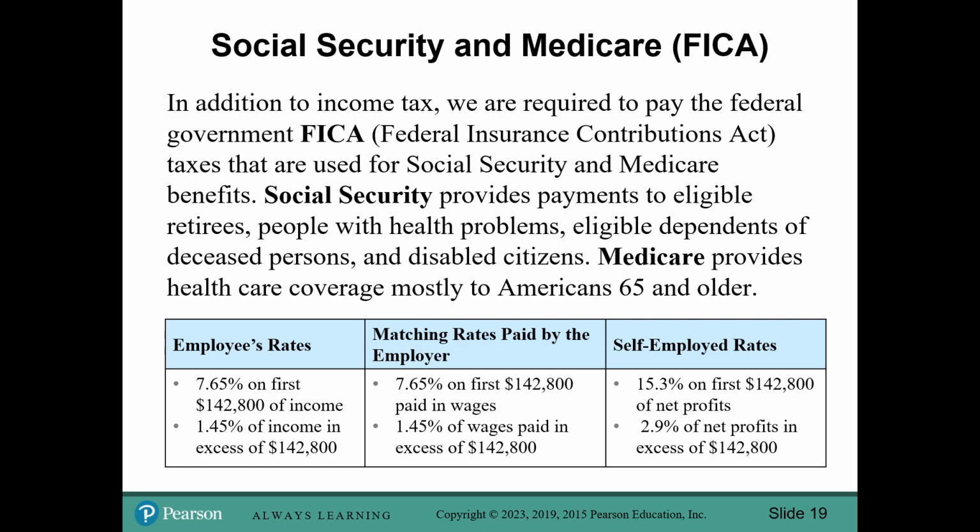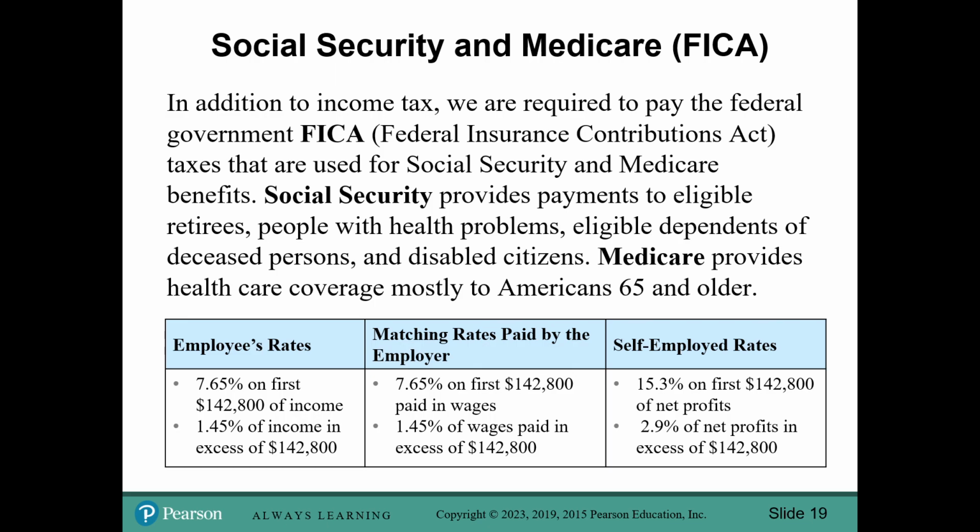So let's look at this chart. This chart gives employees' rates, matching rates paid by the employer, and self-employed rates. So for an employee's rates, we're looking at 7.65% on the first $142,800 of income and 1.45% of income in excess of $142,800. So you get 7.65% up to $142,800, and anything over that additionally gets taxed at 1.45%.